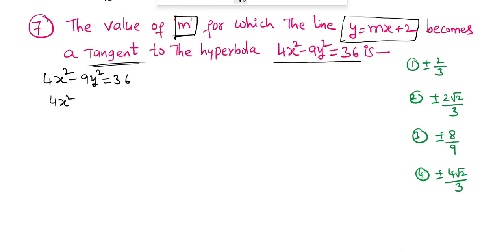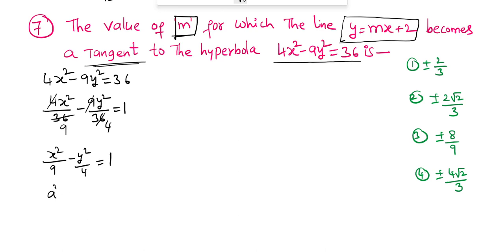Dividing by 36, this is 4x²/36 − 9y²/36 = 1. Here the 4 cancels 9 times and the 9 cancels 4 times. From this, x²/9 − y²/4 = 1. From this, a² = 9 and b² = 4. And the given line is y = mx + 2. This is a tangent to the hyperbola.